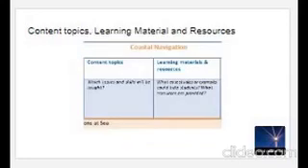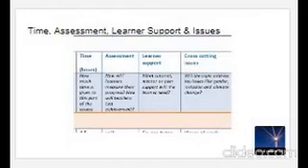The lesson plan has a column for content topics, meaning what topics and skills will be taught. The plan also has a column for learning material and resources for the lesson. The lesson plan also has spaces for lesson duration, how the lesson will be assessed, and the learner support that is available.